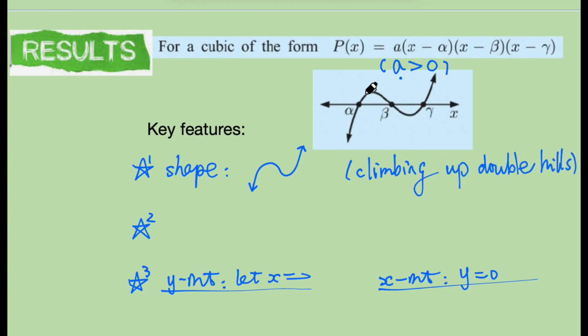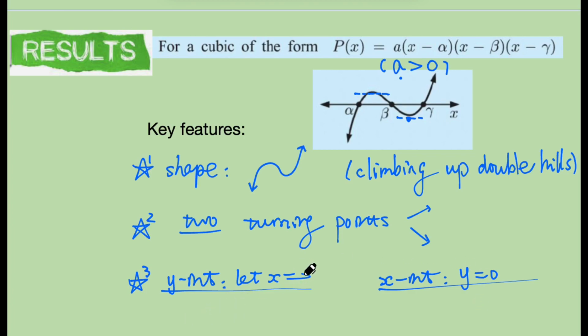Then the second feature, we can see there are 2 flat points. We call them 2 turning points. The exact coordinates will be learned in the future. And the turning points are not symmetrically located between the x-intercepts. The third key feature is the y-intercept and x-intercept.